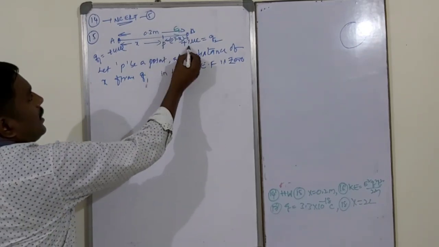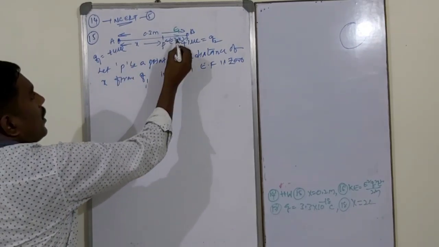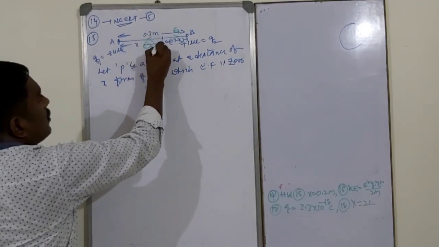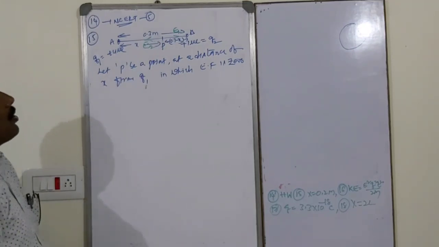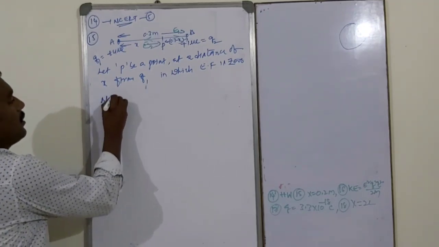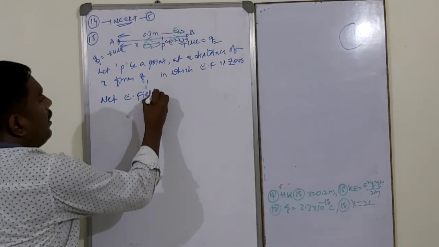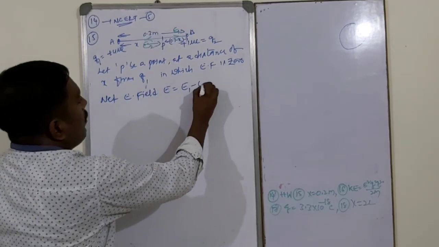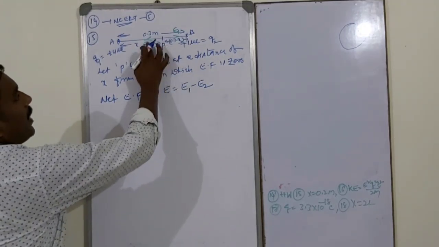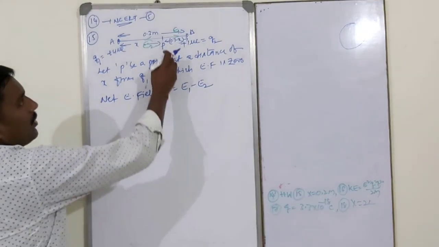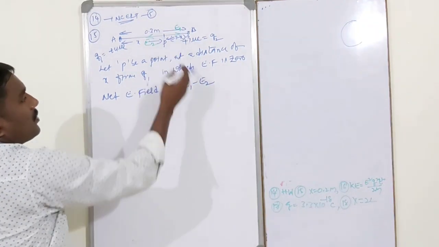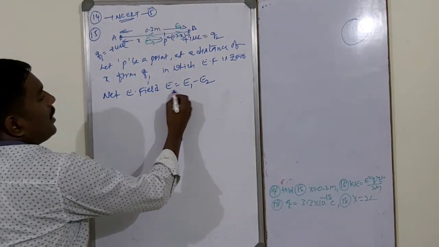Because of the positive charge, the electric field created by this one is like this. This is E2. This is E2. Okay? Both are in opposite direction, which means the net electric field is equal to E1 minus E2. Because they are opposite to each other. Suppose they are in the same direction, they can be added. This is opposite, so they can be subtracted. Net electric field is equal to E1 minus E2.